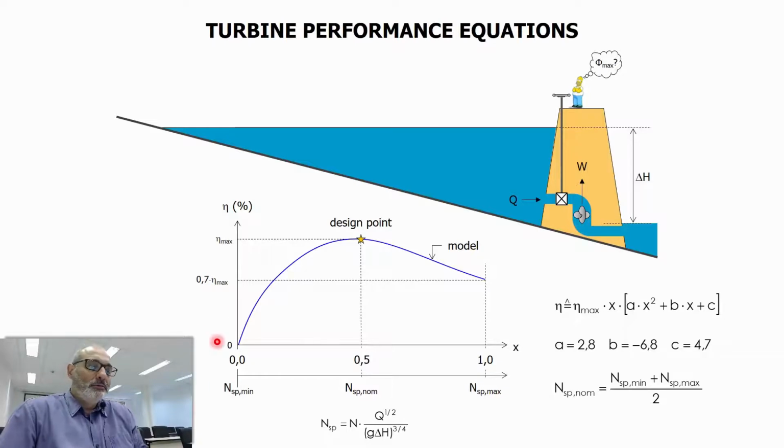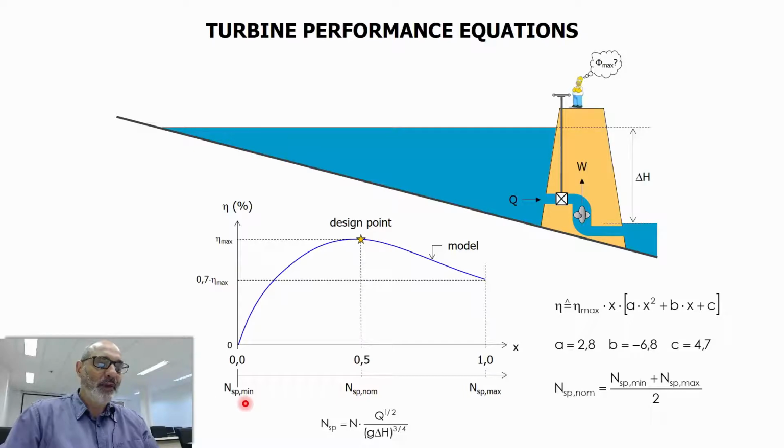And we can model like this, for instance. This is again just to exemplify, okay? So suppose that we have this kind of variation. Eta max is the nominal design point, and X is normalized rotation.